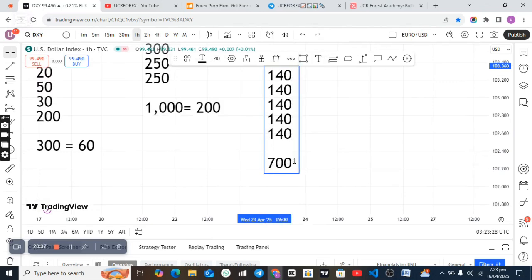So the next thing for you to do is to calculate the 20% of 700. What is 20% of 700? It is 140. Just 10% is 70, and 70 plus 70 is 140. So it's 140, my friend. Since it is 140, did you breach the rule or not? You did not breach the rule.